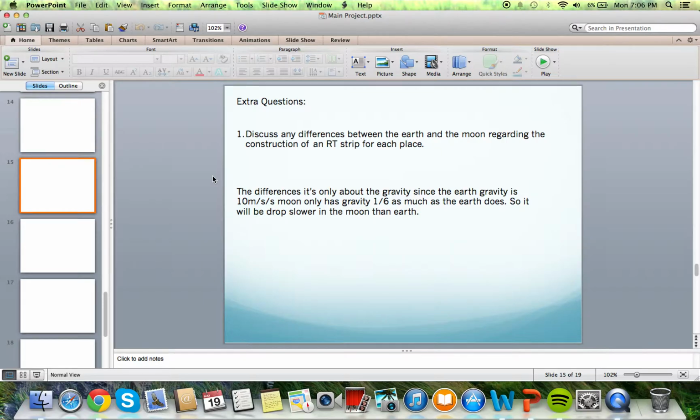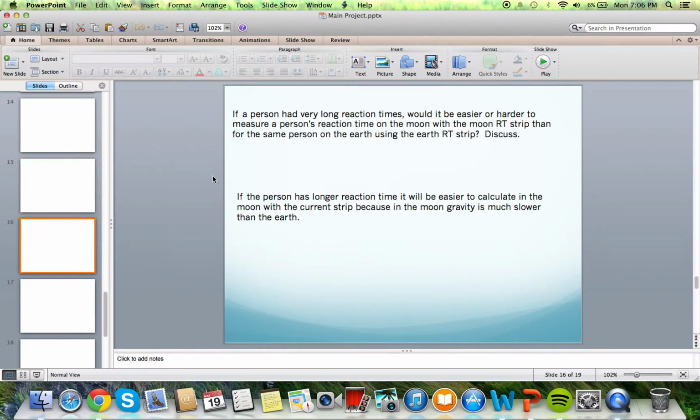And then discuss any difference between the Earth and the Moon regarding the acceleration of gravity for each place. Well, the difference is that our gravity is 10 meters per second squared. The Moon only has 1/6 as much as the Earth does, so it will drop slower on the Moon than on the Earth. If a person had a very long reaction time, would it be easier or harder to measure the person's reaction time on the Moon with the Moon card strip than for the same person on the Earth using the Earth strip as we discussed?